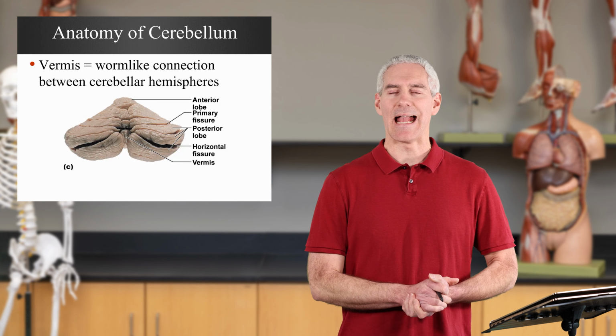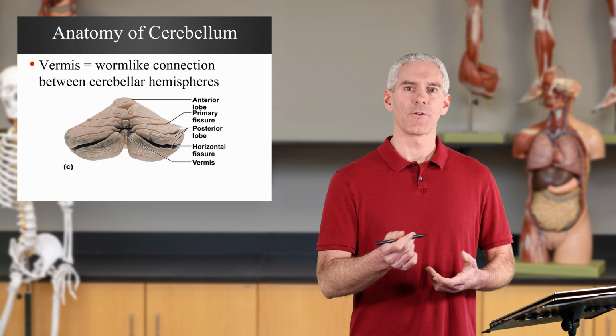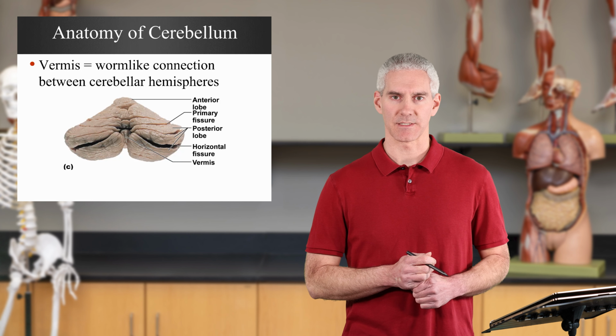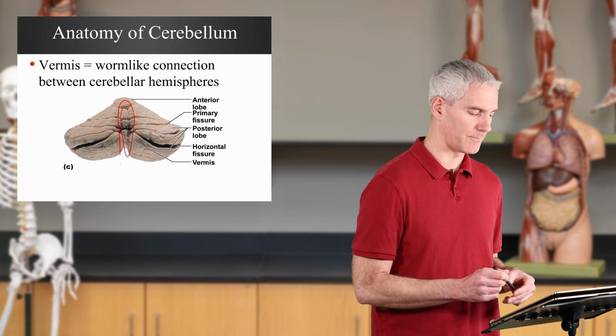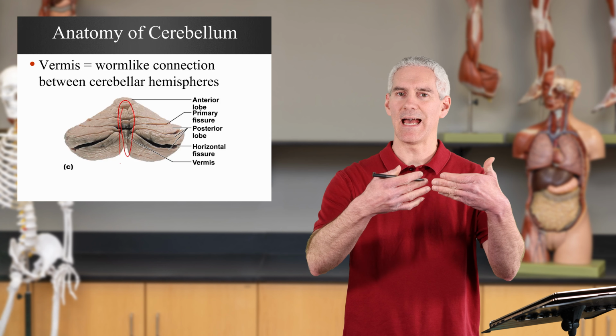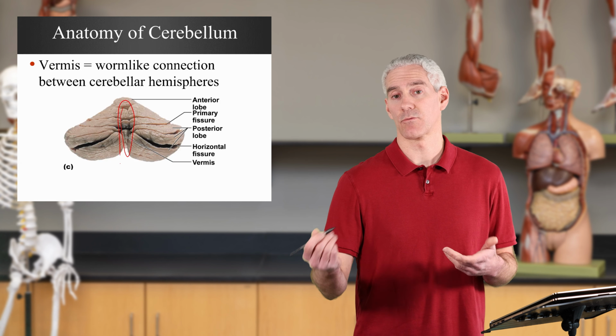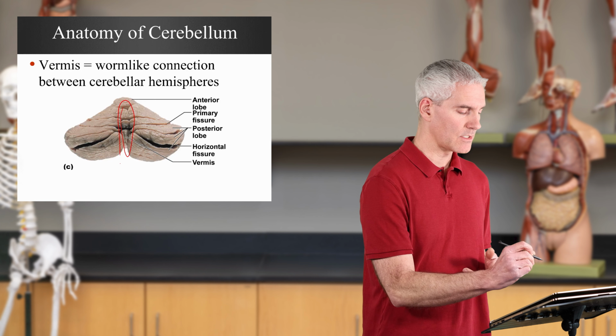So look at the anatomy of the cerebellum. First things first is this thing called the vermis. The vermis is this structure right in the middle. The vermis is where the two halves come together, because we do have a right and left half. So looking at the vermis.